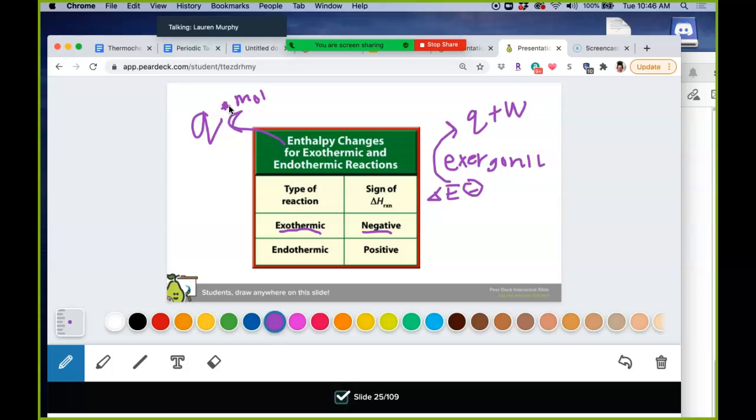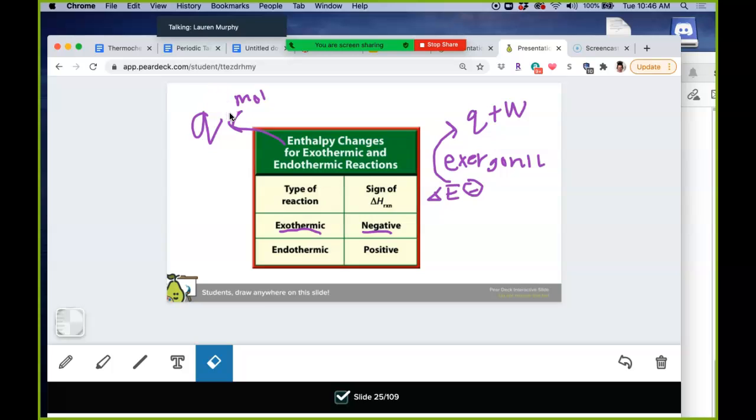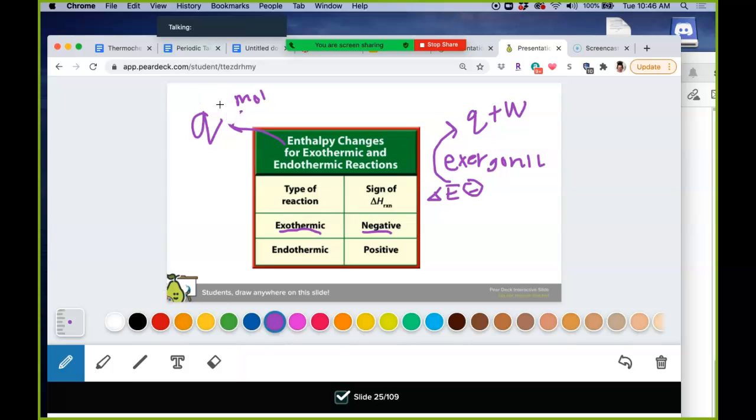I shouldn't put plus. I'll just say heat and, oh geez, I'll just write the word and moles. Okay, so negative H is very similar to a negative E, but we don't call it exergonic, we call it exothermic. Heat being released, lost, given off. Okay, that means if delta H is positive, heat is going into, being absorbed.